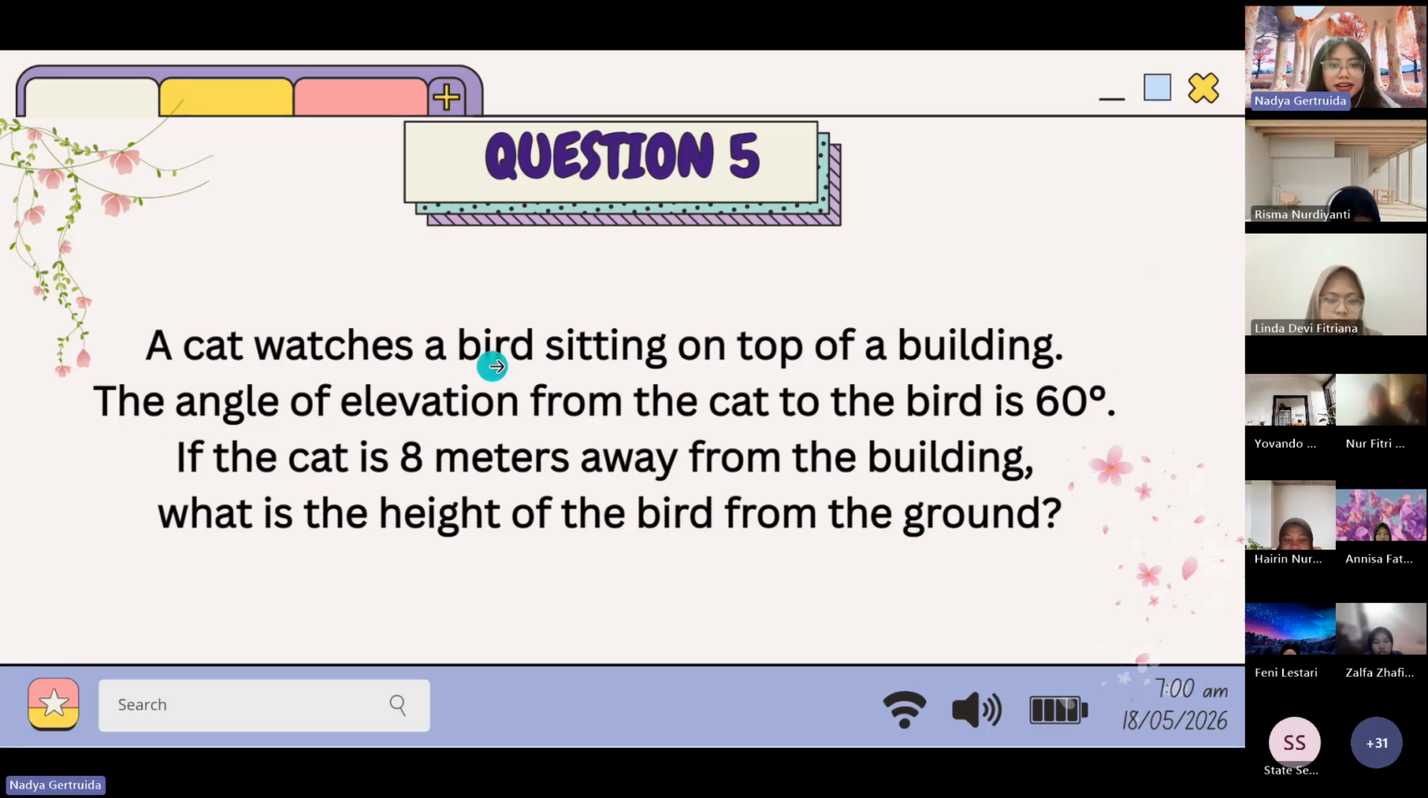A cat watches a bird sitting on top of a building. The angle of elevation from the cat to the bird is 60 degrees. If the cat is 8 meters away from the building, what is the height of the bird from the ground? First, maybe you need time to write it in your book. And when you answer this, please explain how you find the result.